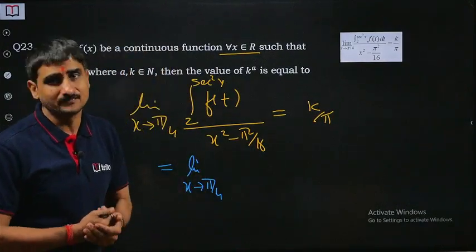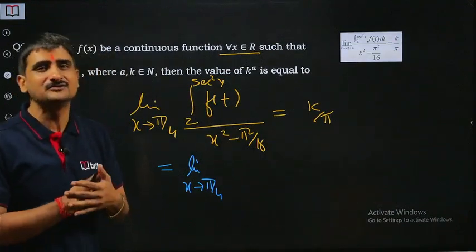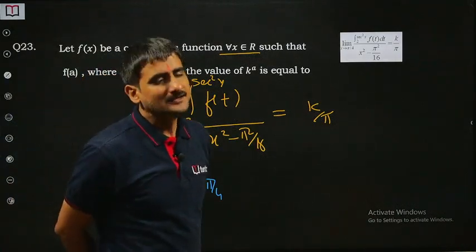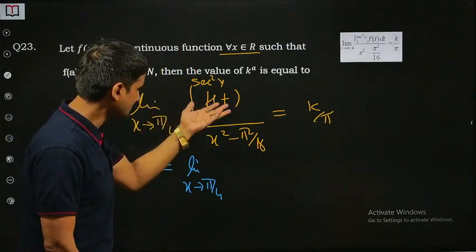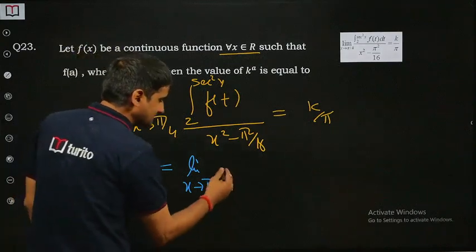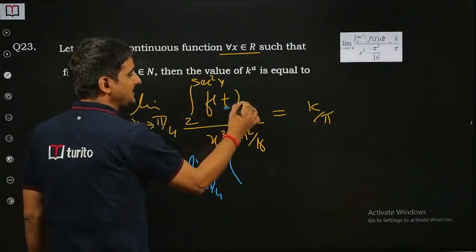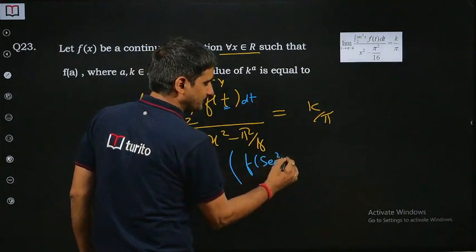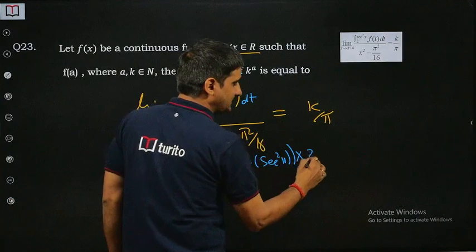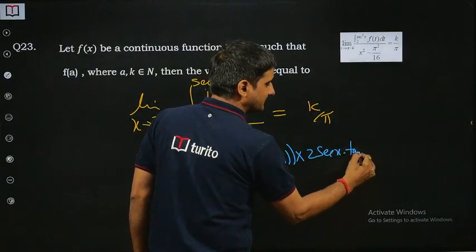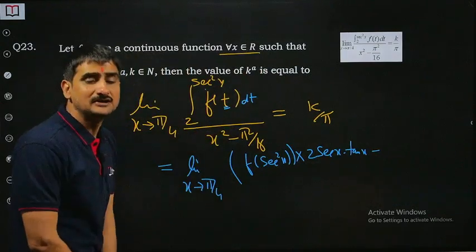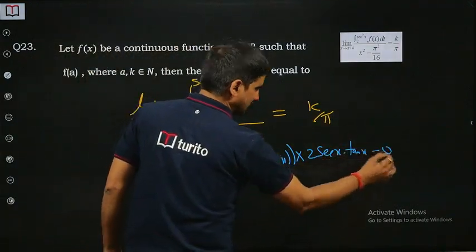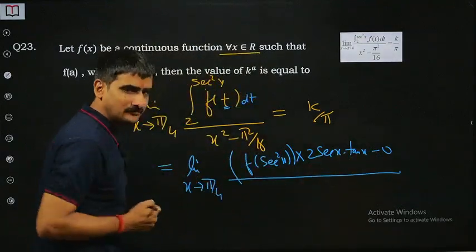So of course we'll go for the L'Hospital rule. To use that rule, we need to differentiate both numerator and denominator. To differentiate it, what will we be using? The Leibniz rule of differentiation. So what does it say? It says replace the variable of the integral by the upper limit, so f of sec square x, into the derivative of the upper limit, 2 secant x into tan x, minus replace t by the lower limit and the derivative of the lower limit. Since the lower limit is a constant, the derivative is 0, so it's nothing but 0 here. That's it, divided by, of course, the derivative of the denominator, which is 2x here.